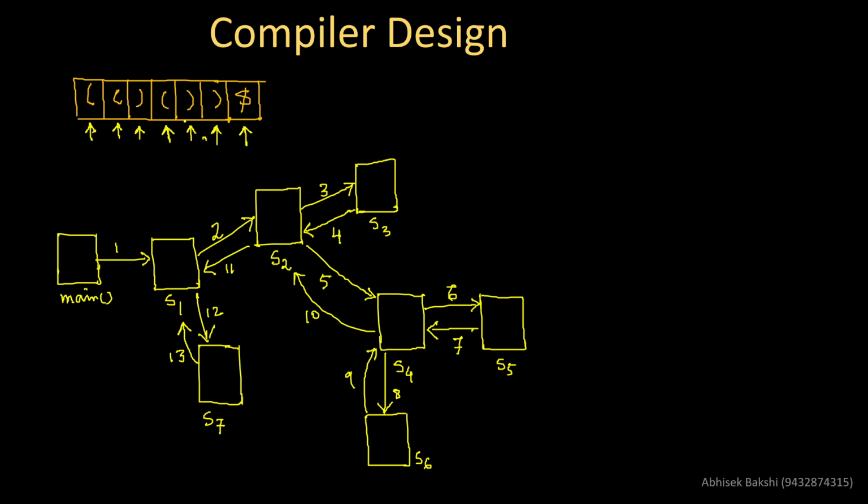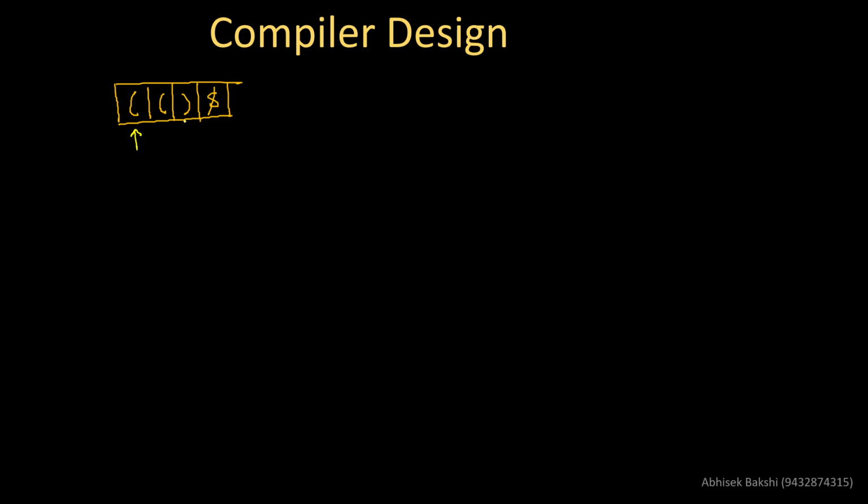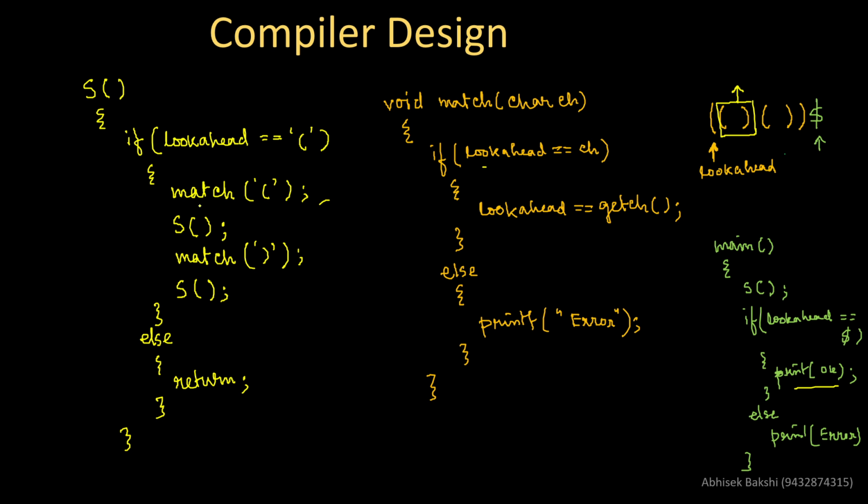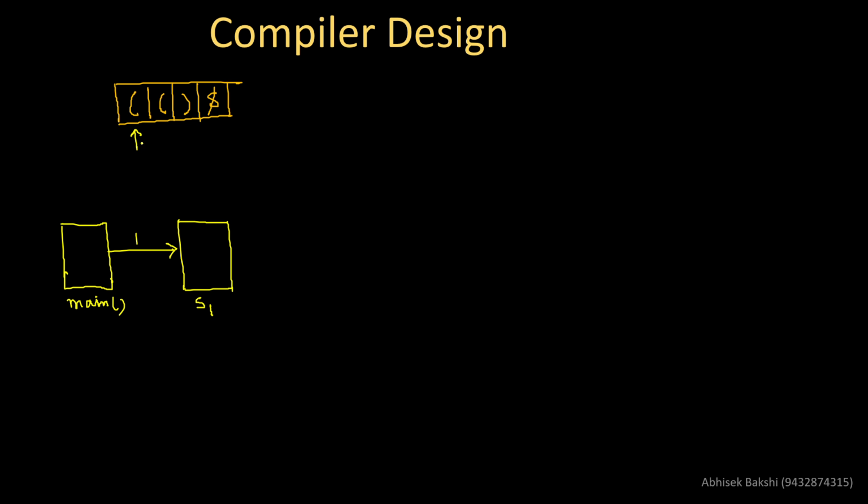As we have seen already in the previous example, we will start from here, and we have a main function again, and that main function will call an S function. Obviously a lot of recursive functions may be there, so the first clone of the S function is represented as S1 again. With respect to the first clone, what happened? The lookahead is pointing to opening brace, so the condition is true, so I'll have a match of opening brace. Yes, match of opening brace will be correct because right now you are pointing to opening brace.